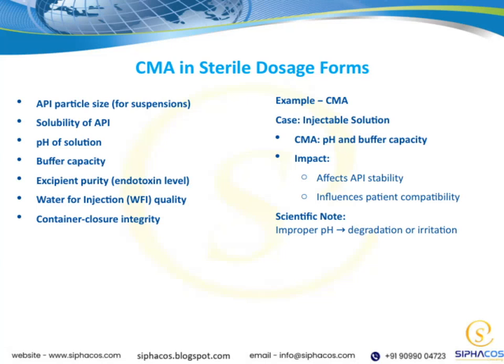Now, let's look at an example involving a CMA, or critical material attribute, in the context of injectable solutions. When we talk about CMA, the key aspects to consider are the pH and buffer capacity of the formulation. These factors are crucial because they directly impact the stability of the active pharmaceutical ingredient, or API, and how well the drug interacts with patients. If the pH isn't properly balanced, it can lead to API degradation or cause irritation when administered. So, maintaining the right pH and buffer capacity isn't just a technical detail. It's essential for ensuring safety and efficacy.